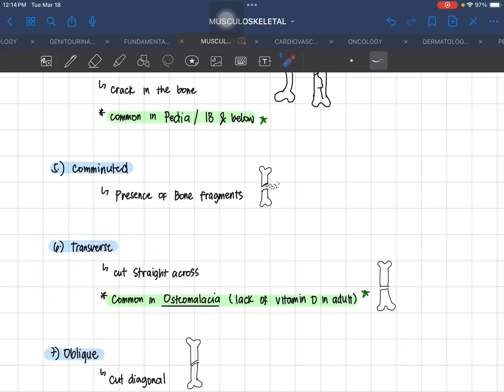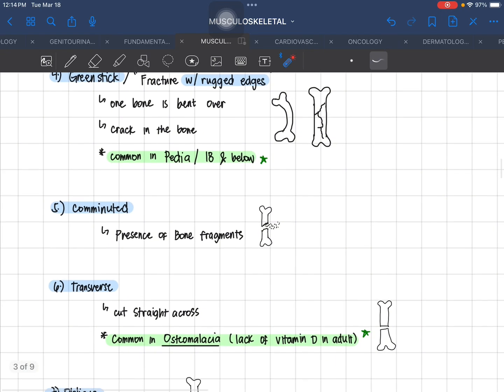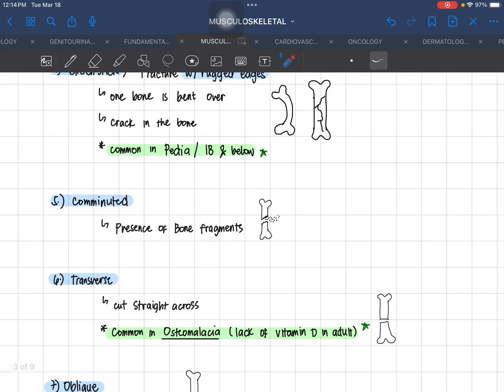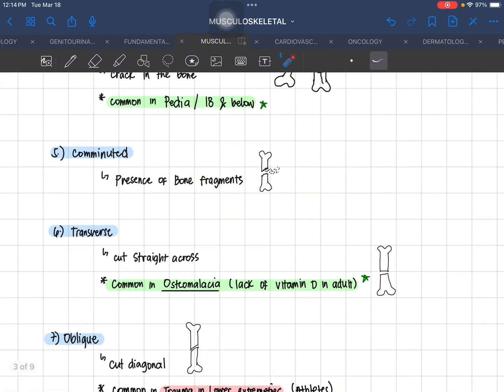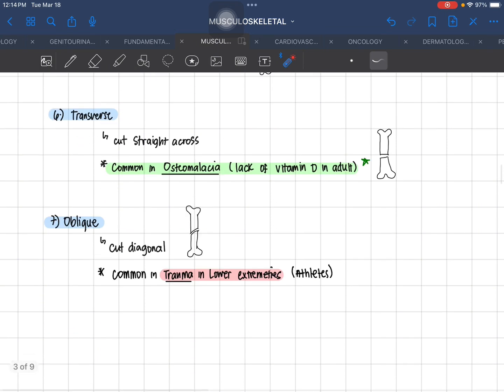Transverse. Again, ulitin natin green stick, yung fracture with rugged edges, tapos common siya sa pedya. And then, comminuted, meron siyang bone fragments. And then, transverse, common siya sa patients with osteomalacia. Tandaan natin, yung transverse is common in osteomalacia patients, dahil nga nakaka-experience sila ng softening ng bones due to lack of vitamin D.